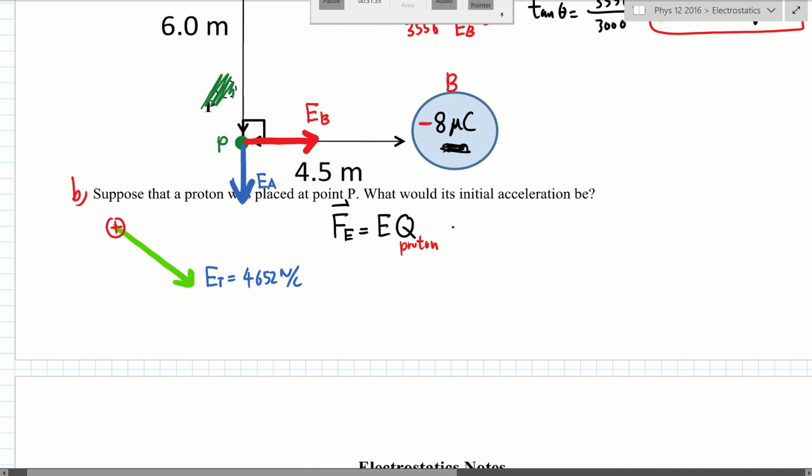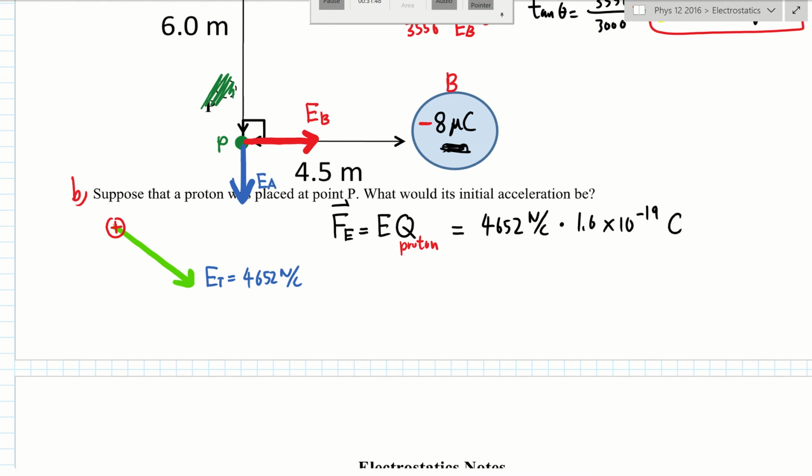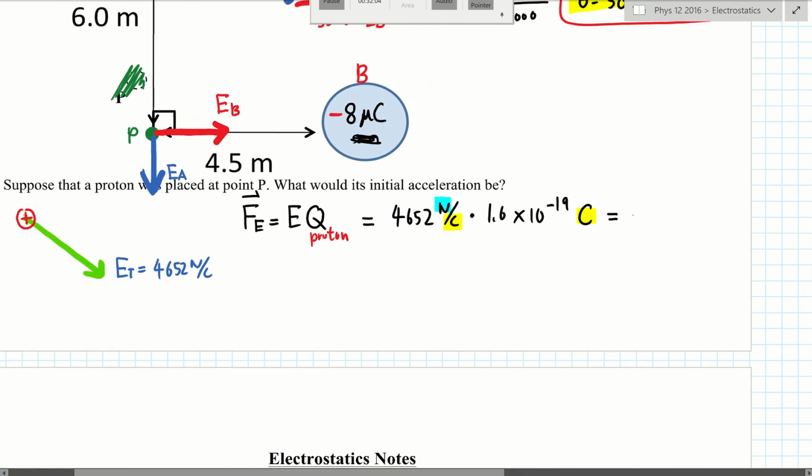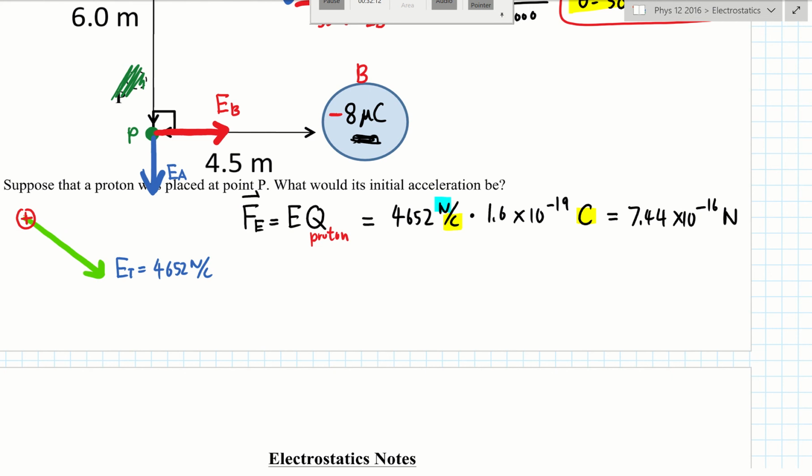Well, that's not too bad. So the electric field is 4,652 Newton per Coulomb, and the charge of a proton is 1.6 times 10 to the negative 19. That's the elementary charge. You can see why these two things multiplied together equal force by just looking at the fact that your unit has dividing by charge and then you're multiplying by charge. So the only thing that's left after you divide and multiply by charge is Newton. So the rest of the equation must give you something in Newton, which is the force. So the force is 7.44 times 10 to the negative 16 Newton. So that's the electric force.